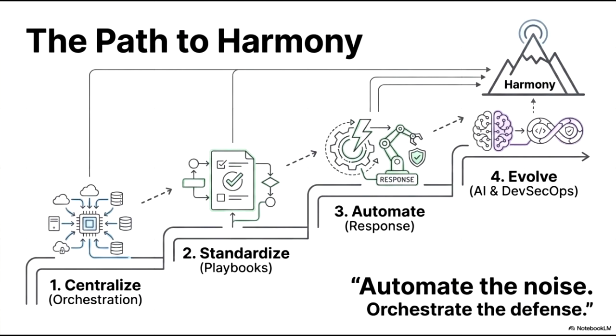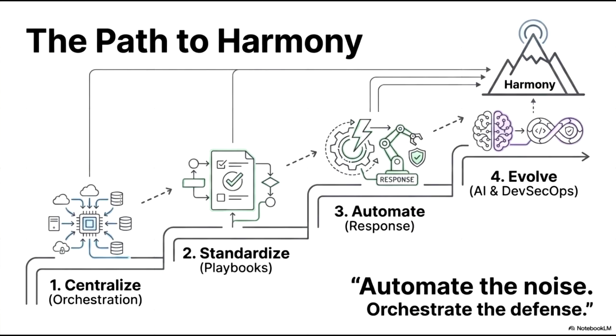The journey toward operational excellence in security is mapped out here as the path to harmony. It begins with the first step: centralize. Through orchestration, we consolidate fragmented data sources and tools into a unified platform, creating the visibility required for effective management. Once we have a centralized view, we transition to step 2, standardize. This involves documenting and refining our processes into clear playbooks, ensuring that our responses are consistent, measurable, and based on proven best practices. Building on this foundation, we move to step 3, automate.